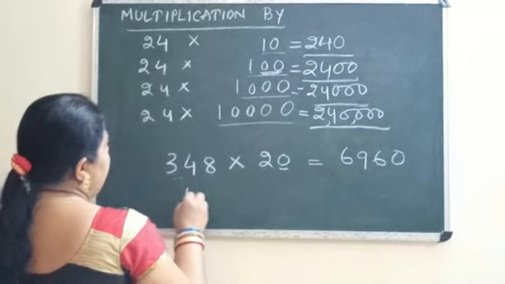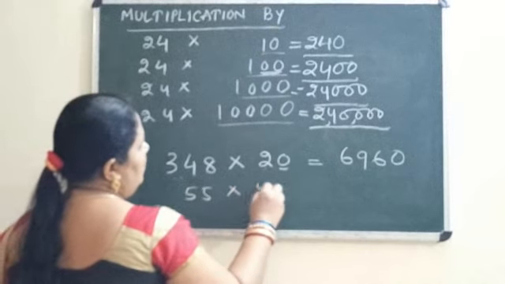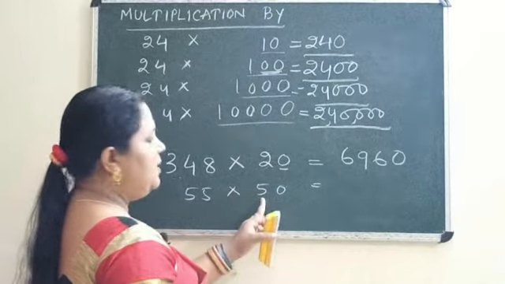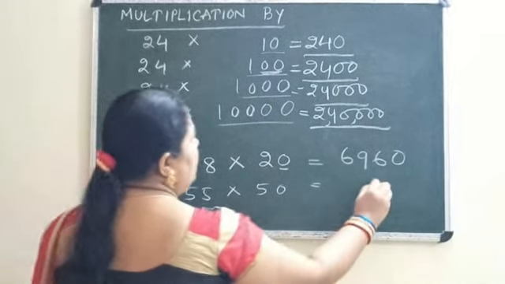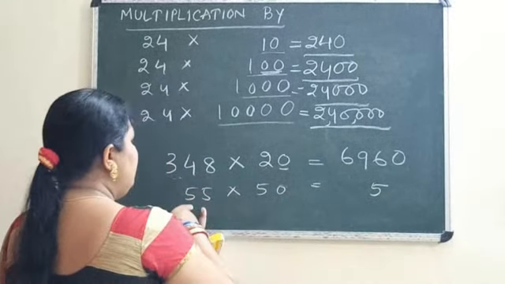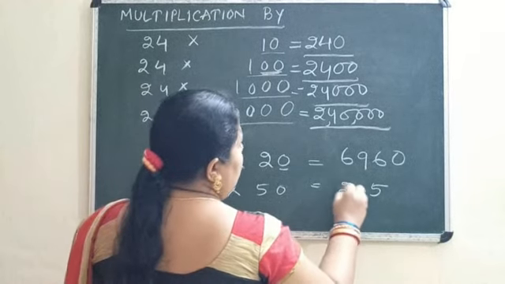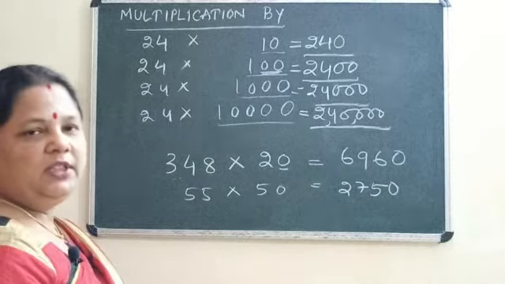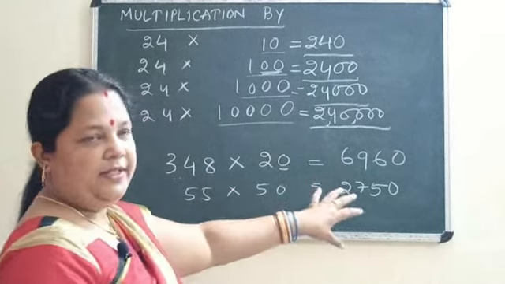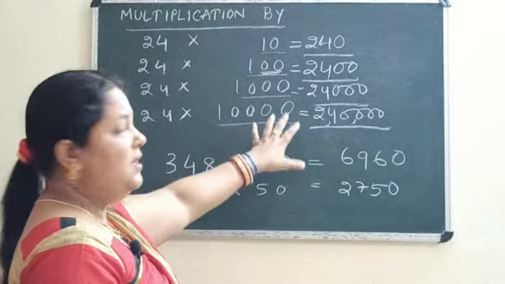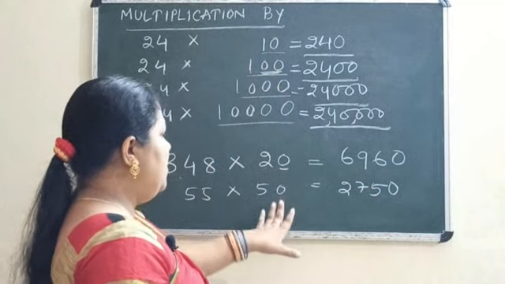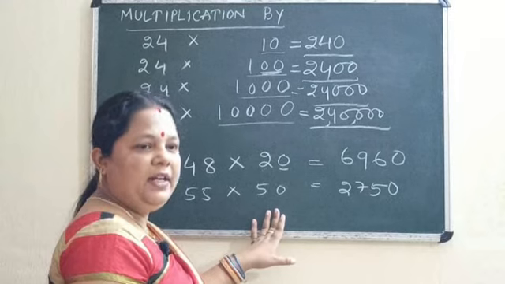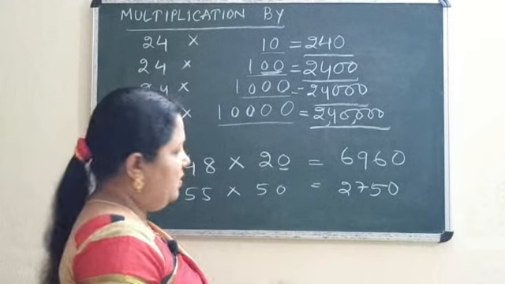Another example, suppose 55 into 50. Clear? So what to do? 55 multiplied by 5. 5 5s are 25, 2 carry. 5 5s are 25 plus 2, 27, and followed by 0. So within no time you can get the answer if the multipliers are either multiples of 10 or numbers like 10, 20, 30, 40, 100, 200, like this. Okay.